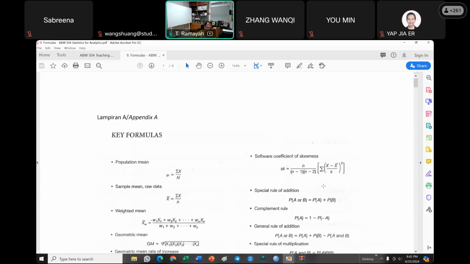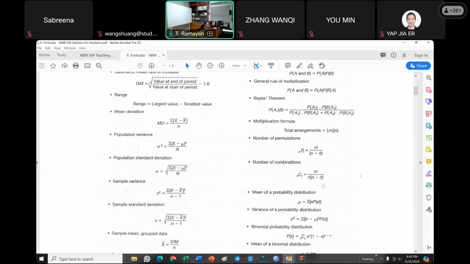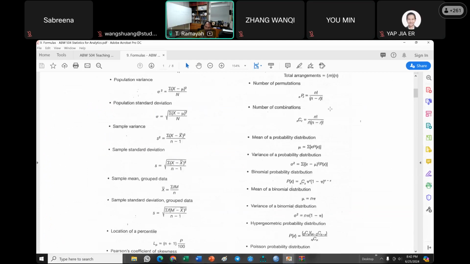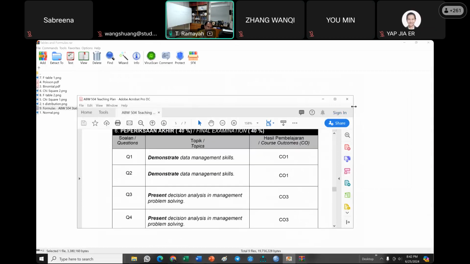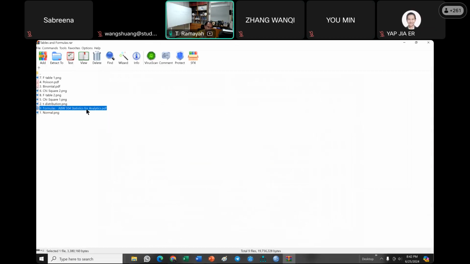These are the formulas already given to you. So you need to familiarize with them. And the formulas, the tables are also already given to you, right? All these I've already distributed. The only problem was one of the F table was not working very well. I've already updated, so it should work. All of these tables are already given.